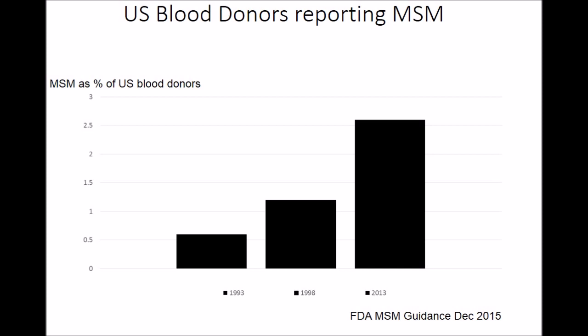Now, these numbers are extracted from the guidance itself, and you can see that US blood donors reporting MSM have increased over the 2 decades since we had formalized the questionnaire in relation to the practice. This is a very common phenomenon, and I will show you data from one of my countries, because I've got many countries. And I'll show you some data from one of my countries.